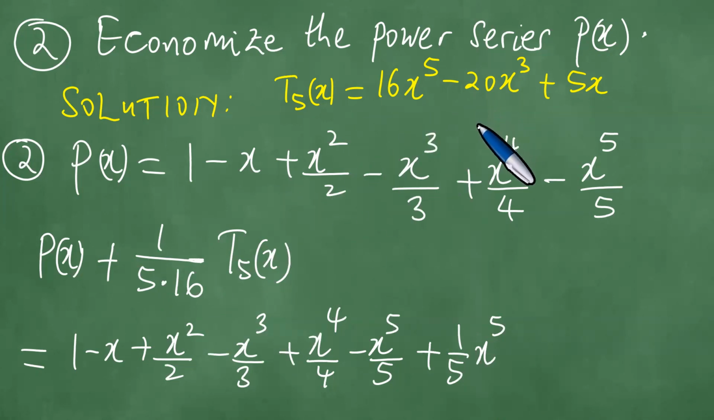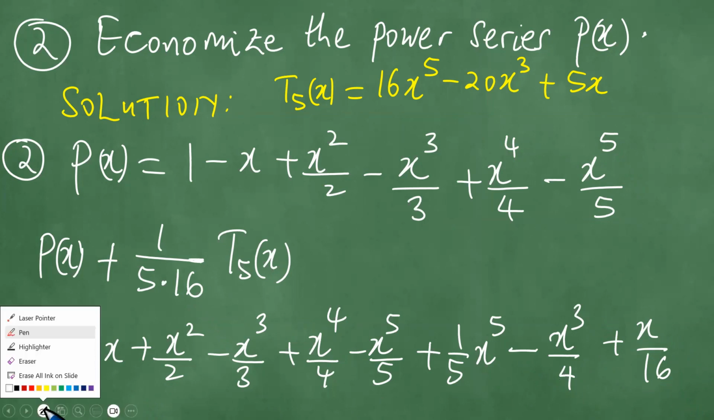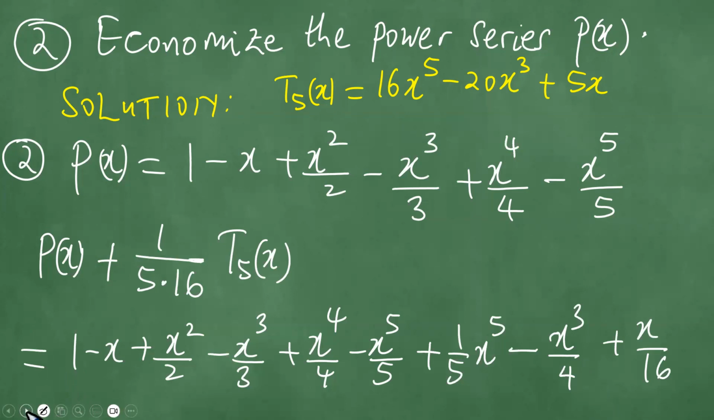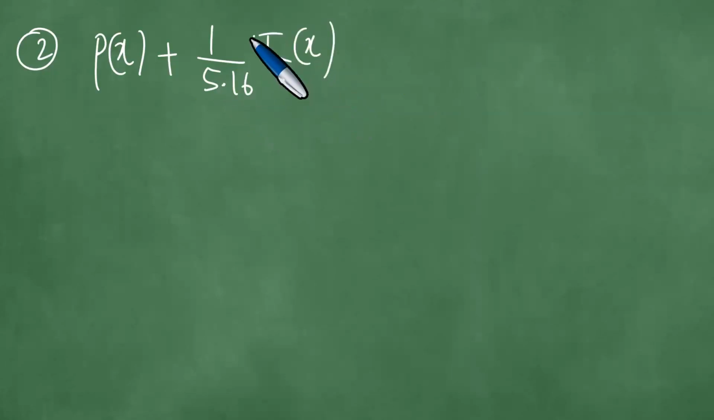And then now you multiply this one by that. It will be 20 over 80, because 5 times 16 is 80. So it becomes a 4. Obviously you are adding with this, so it's going to be minus x cubed over 4. And then if you multiply this with that, you have plus x over 16 there. Okay, so we continue to analyze this with a specific focus on P of x plus 1 over 5 times 16 times the Chebyshev polynomial of the 5th degree.